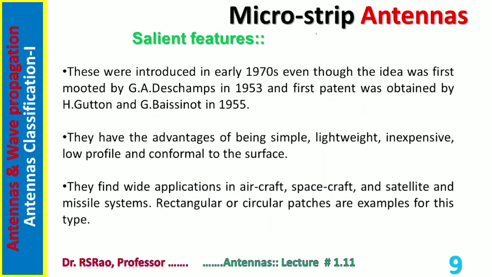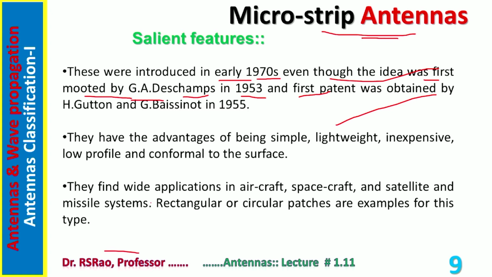Another variety is microstrip antennas. Salient features of these antennas are, these were introduced in early 1970s, even though the idea was first mooted by G.A. Deschamps in 1953, and the first patent was obtained by Gutton and Bessinot in 55.